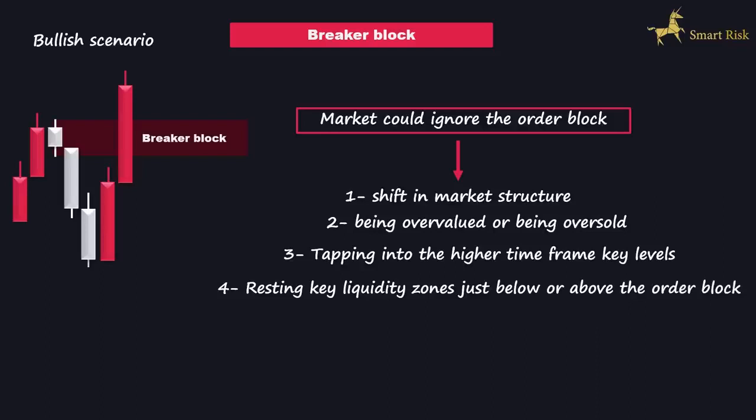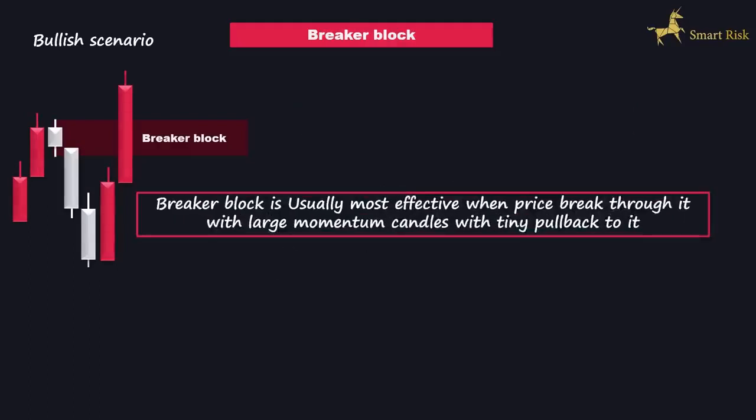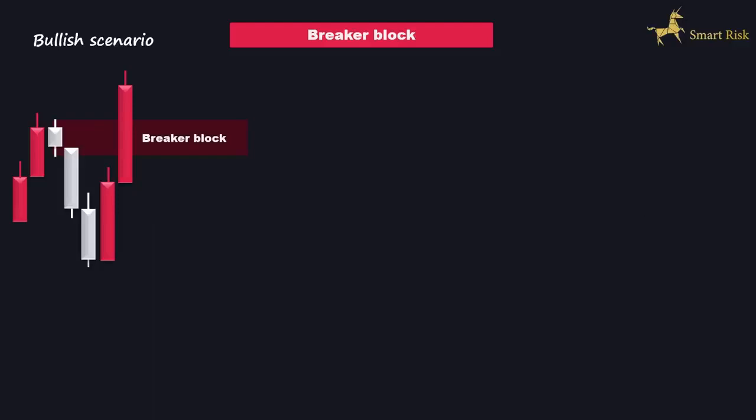When a valid order block fails to reject the price and price breaks through it, it becomes a supply or demand level, which we call a breaker block. Breaker block is usually most effective when price breaks through it with large momentum candles with a tiny pullback to it. Let's see an example.